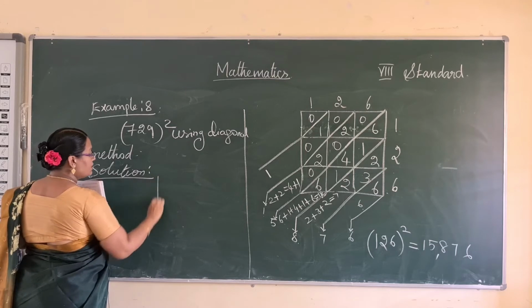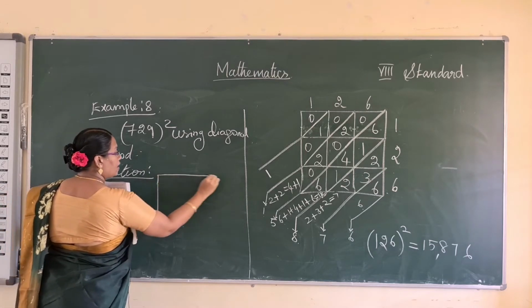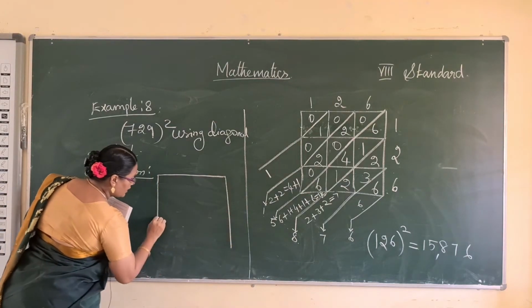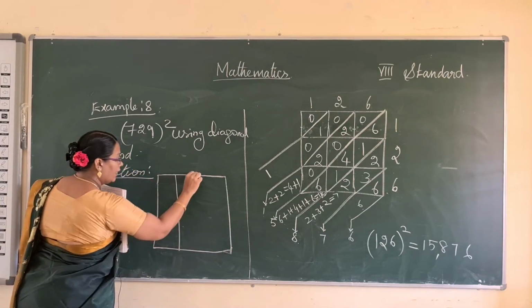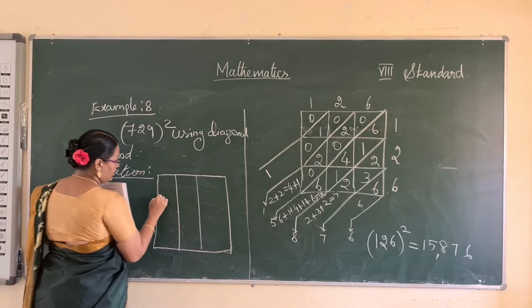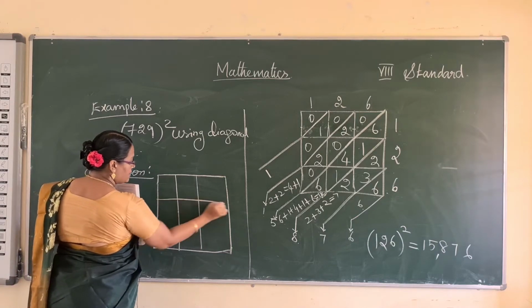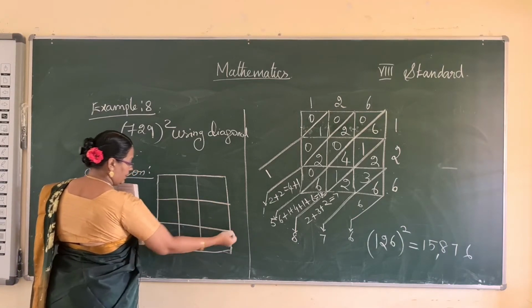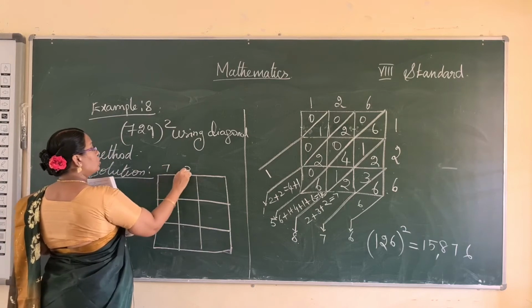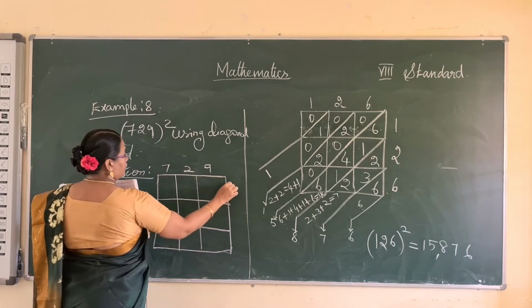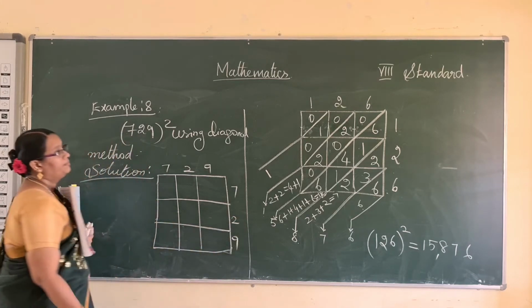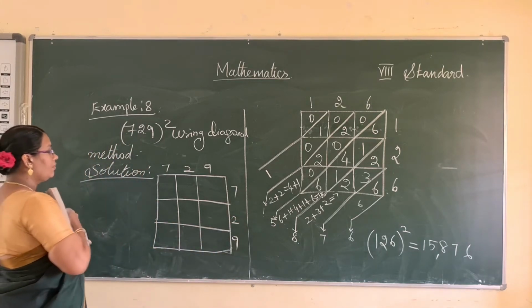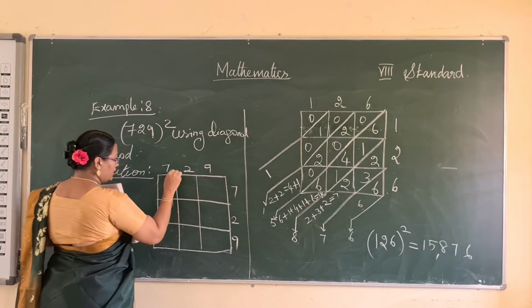So how many digits? 3 digits are there. So you will draw the 3 cross 3 magic square. Okay. So 3 cross 3 grids. So 7 2 9. Now multiply. First draw the diagonals.